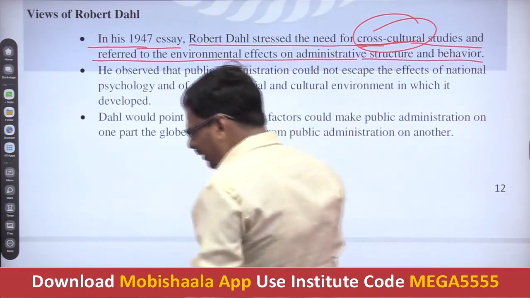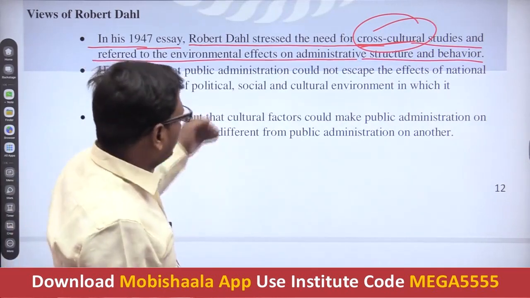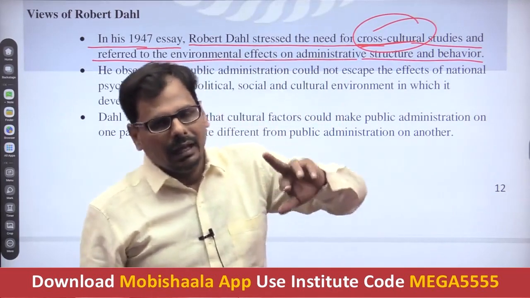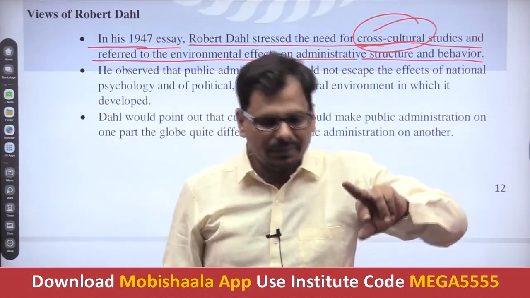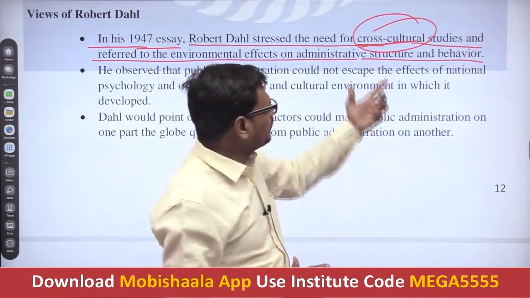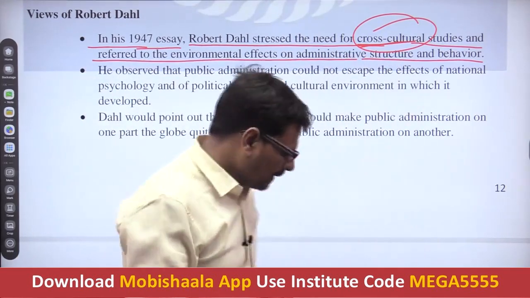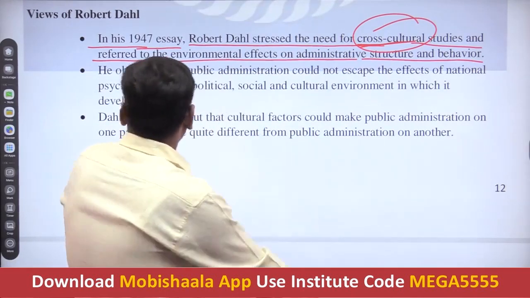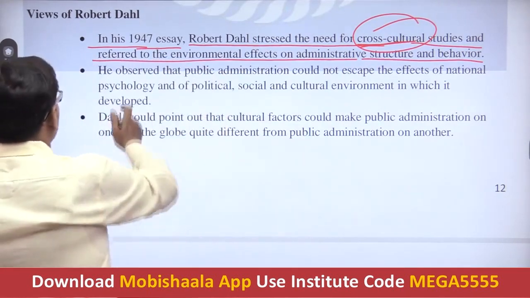If you want to study administrative structure and administrative behavior in a very scientific manner, it should be cross-cultural, because cultures are different, and we study different cultural orientations and different types of administrative systems and behavior in a cross-cultural manner. That is the main concern of the 1947 essay: the stress on cross-cultural studies is a must to understand the environmental effect on administrative and structural behavior.